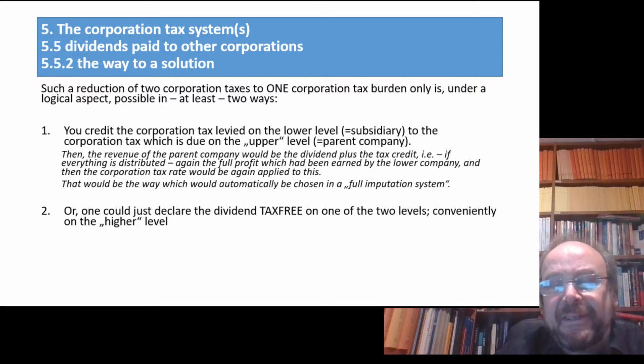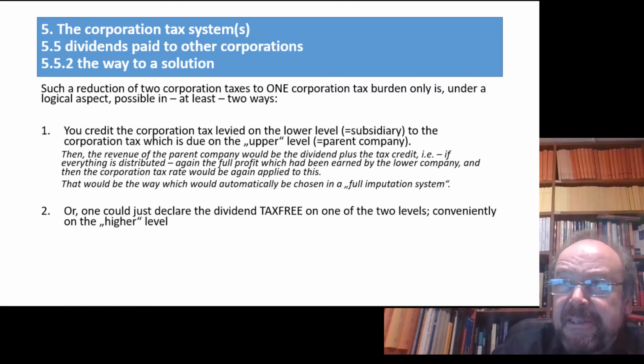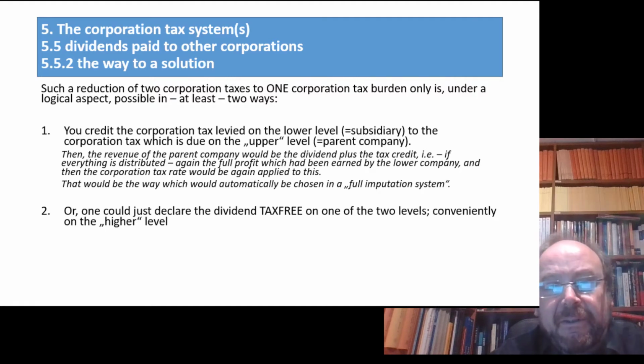But in the modern classical systems, shareholder relief systems, also corporation tax is definitive, and so we would have to grant such a tax credit. The other alternative is far simpler. The other alternative is just to say, okay, corporation tax has once been taken at the lower level. That's enough. So we renounce taking corporation tax on the higher level.